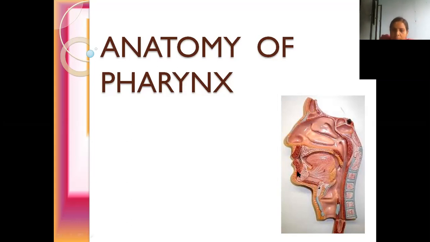Now, see here, what is the name of this bone? Mandible. And what is the name of the muscle? We have genioglossus. Okay, now, what are these cartilages?